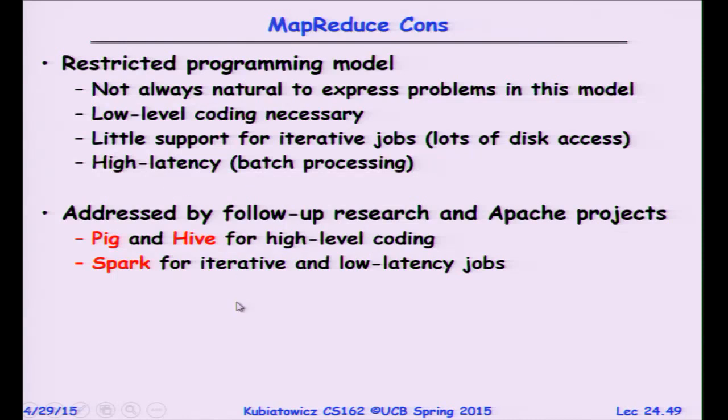And basically there's been a lot of follow-up research in the AMP lab. I'm not going to go into this now, but and other places. So Spark is an Apache project that started in the AMP lab that does a really nice job on iterative work. Pig and Hive are ways of doing high-level coding. And you can see a little bit why some of these are needed.